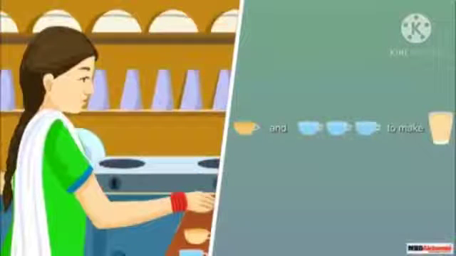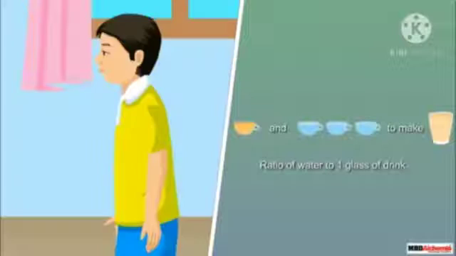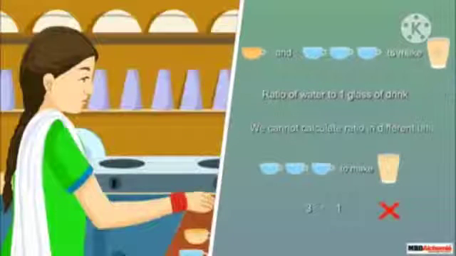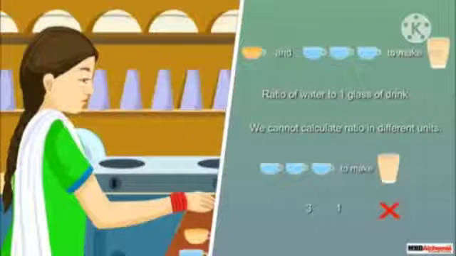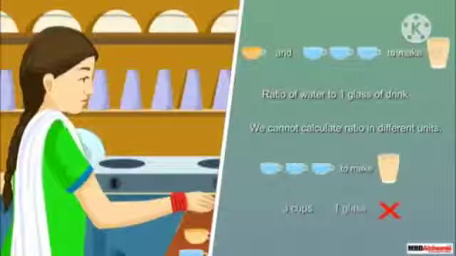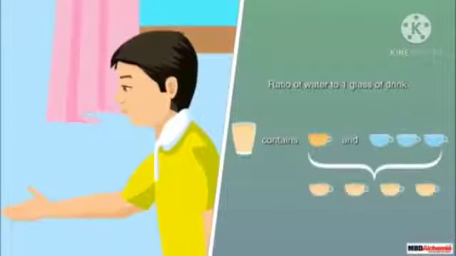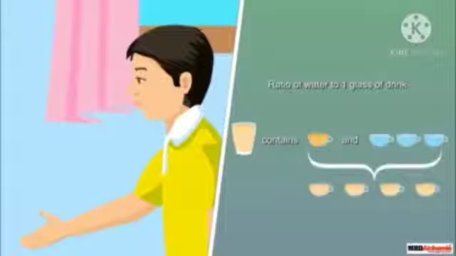For this, can you write the ratio of water to 1 glass of drink made? I think it is 3:1. No, Vinay, we can't calculate ratio in different units. Here, the unit for water is 3 cups. Then we have to use the same unit for the drink also. 1 glass of drink contains 1 cup of squash and 3 cups of water. That is, 4 cups are poured into 1 glass to make 1 drink.